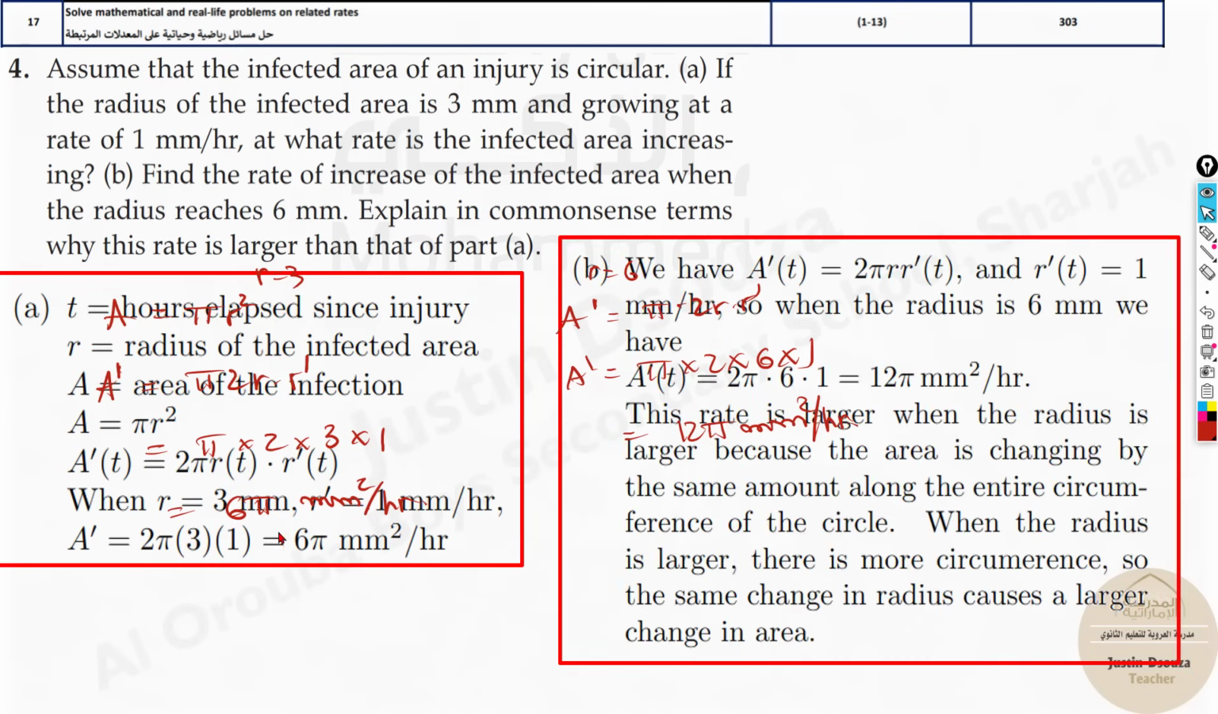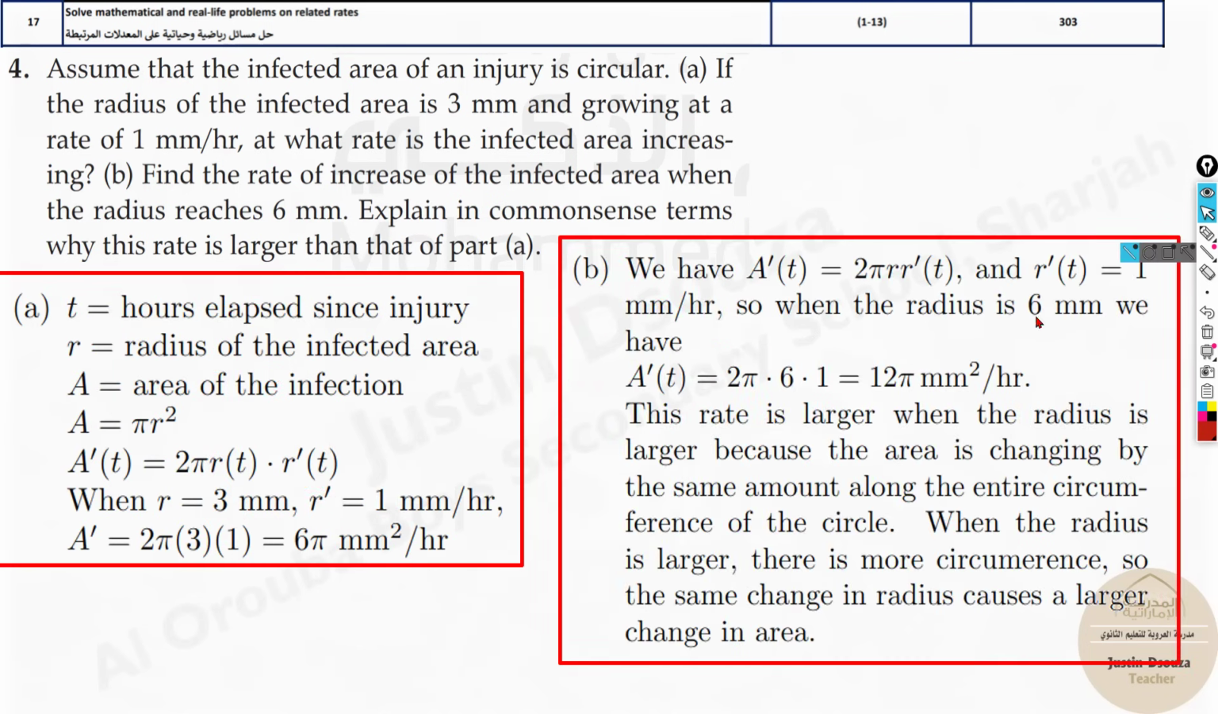So that is the answers. It is 6 pi and 12 pi mm square. And over here, they have given more details. It's the same thing. But yeah, you can just say it's directly related. Any one reason, but it should be a valid reason.